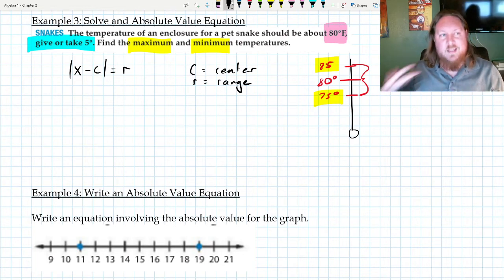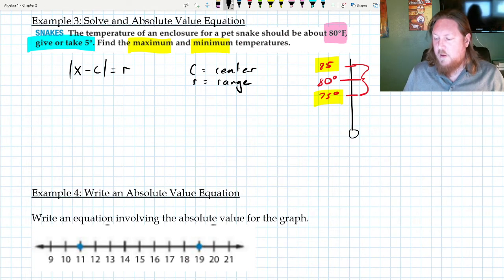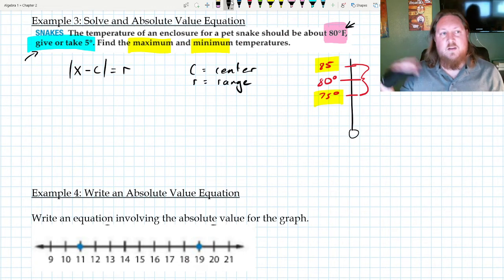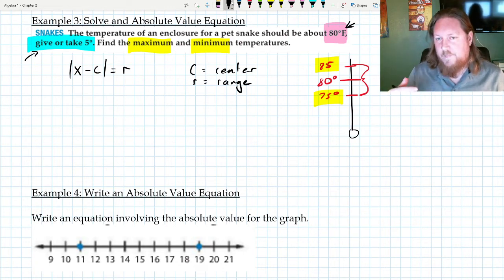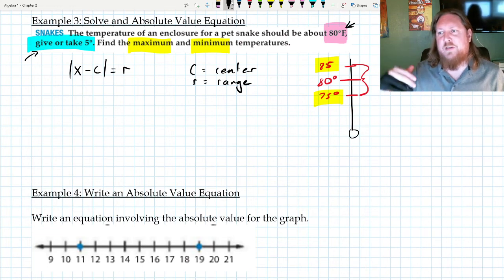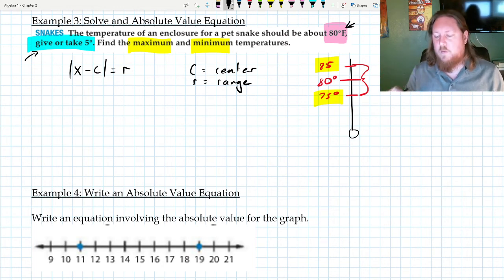Now, you can get these from the context of the problem. So the first part here, the 80 degrees Fahrenheit, that is our center. And the give or take 5 degrees, that is our range. Because it's telling you the range of how far the temperature can adjust. 83 degrees, that's fine. 74, too cold. It's a little bit too far away.